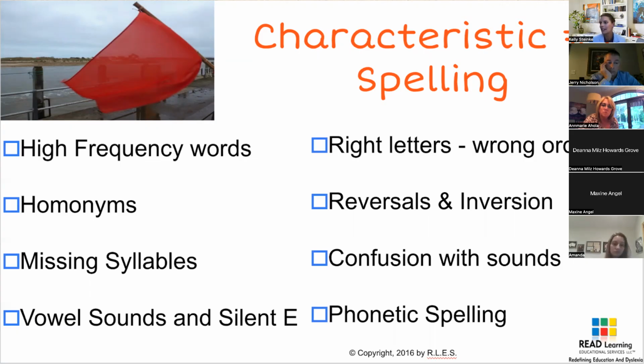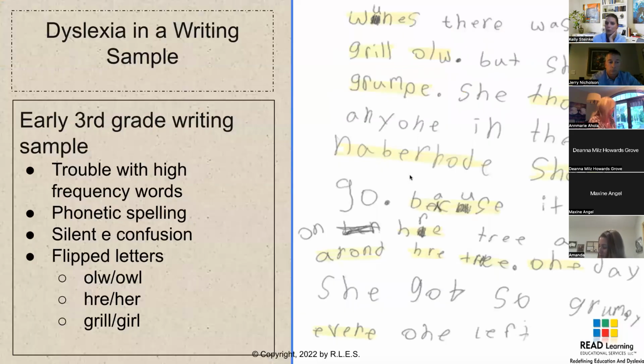The big thing with dyslexic spellers is they're trying to spell by visual memory. And research has proven, we just can't do that. There's just way too many words in our language to memorize every single spelling of every single word. They've got to be connecting the letters with the sounds. So they have to have their phonetic patterns down and their spelling rules down. So you'll see a lot of these characteristics. And I'm going to show you a writing sample here from a third grade student.